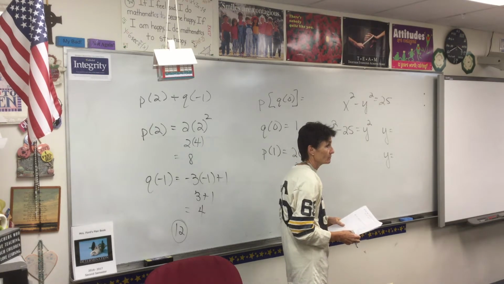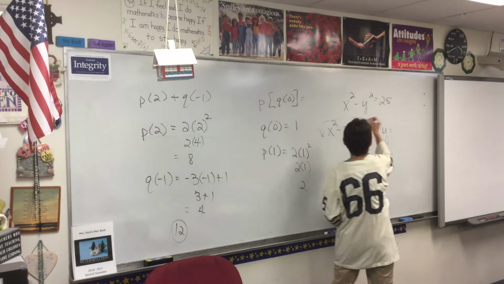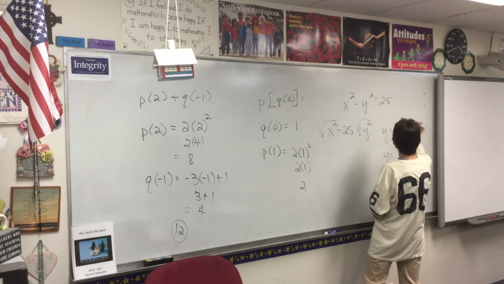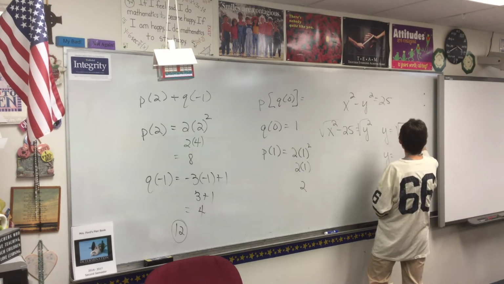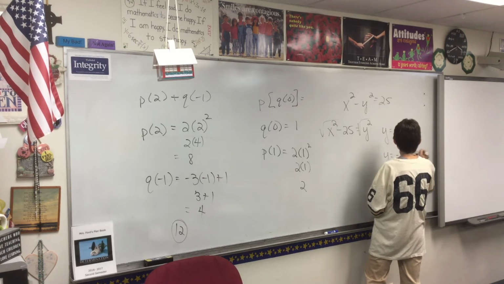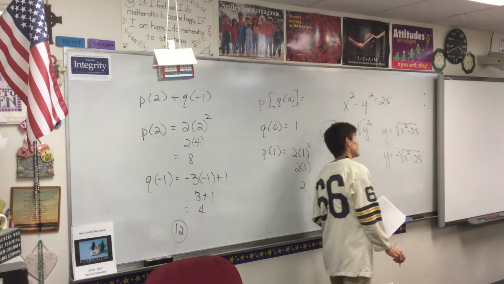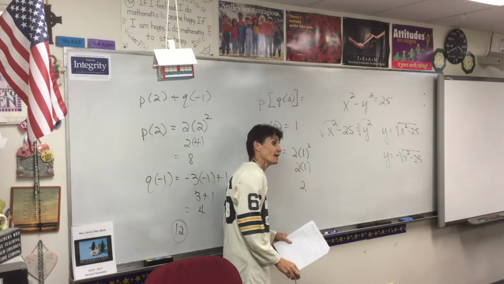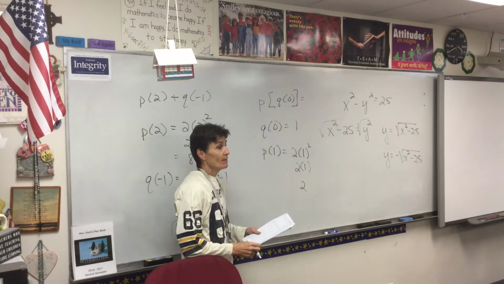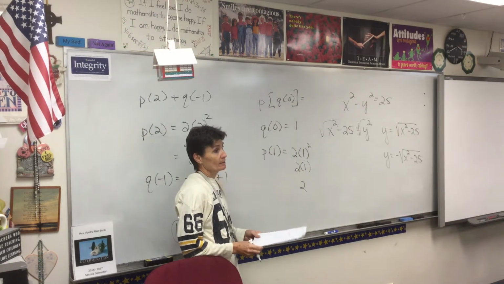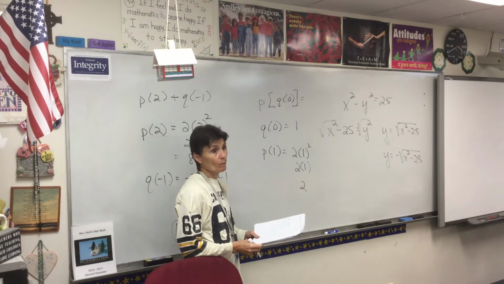Now what do we do? Square root. So y equals the square root of x squared minus 25, or the negative square root of x squared minus 25. Do not try to simplify. That does not simplify. Wait, this is our answer? That is the answer. Whatever else you do is going to be wrong. Okay?